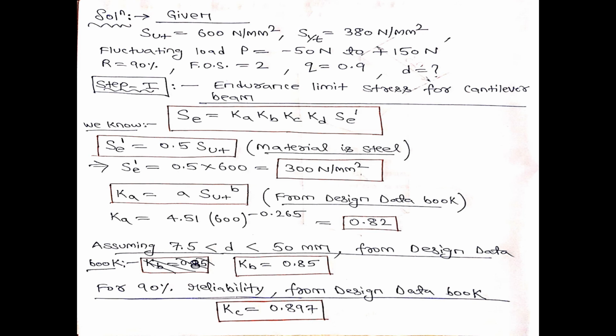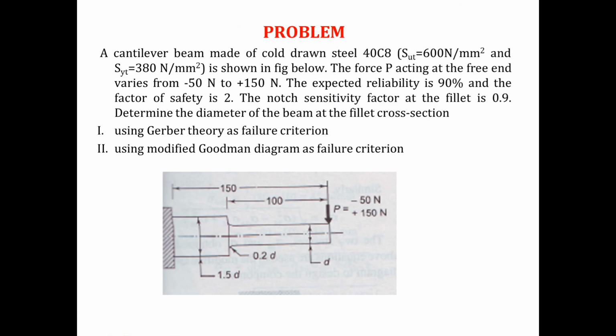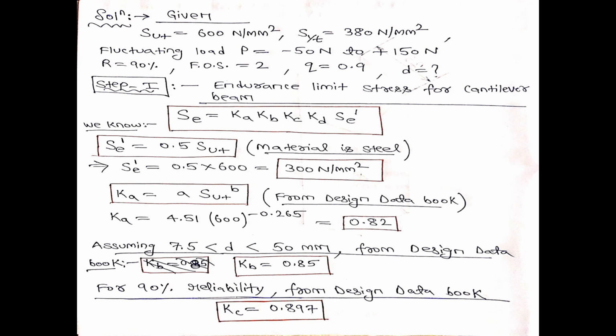First of all, let us find out the value of SE dash. How will I get it? I will get it from the design data book, and SE dash depends upon the material of the beam. In the problem, it has been told that the beam is made up of cold drawn steel. That means the material of the beam is steel. Then from the design data book, I know that for steel, SE dash becomes 0.5 times SUT, that is 0.5 into 600. So SE dash comes out to be 300 Newton per millimeter square.